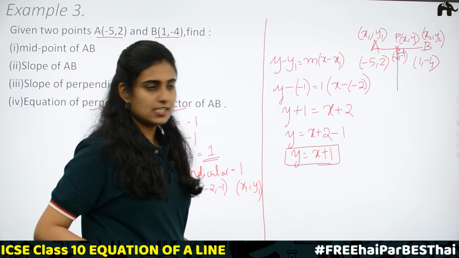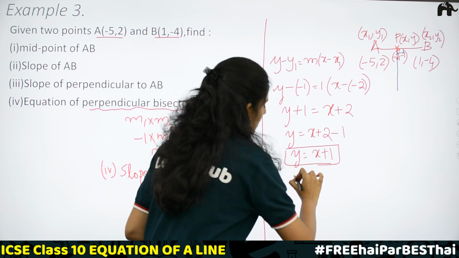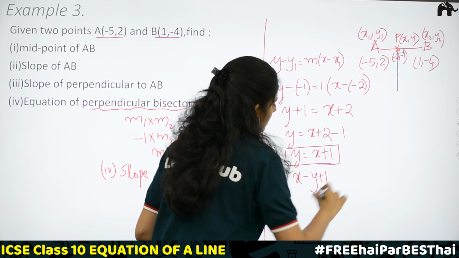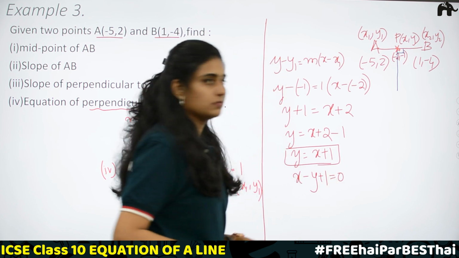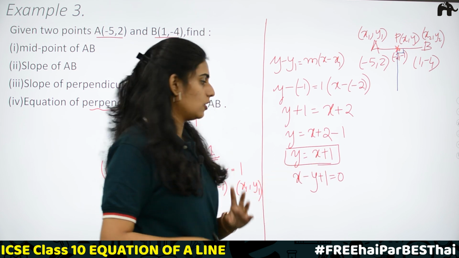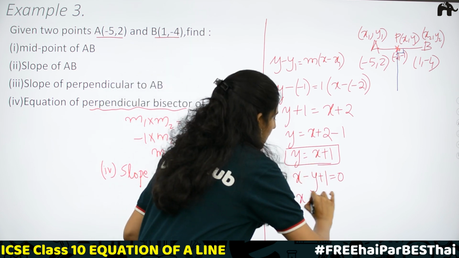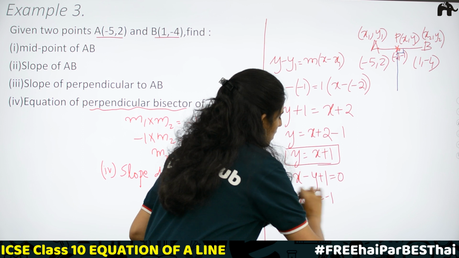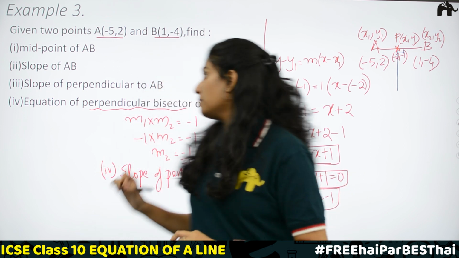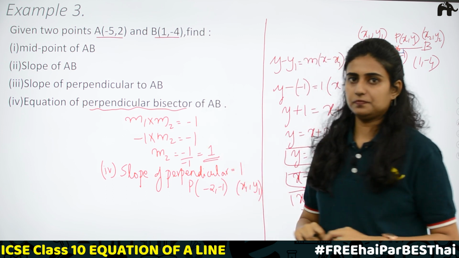Or we can rearrange this again and write this as x minus y plus 1 is equal to 0. This is of the form ax plus by plus c is equal to 0. Or you can write this as x minus y is equal to minus 1. All these are acceptable equations of the perpendicular bisector to AB.